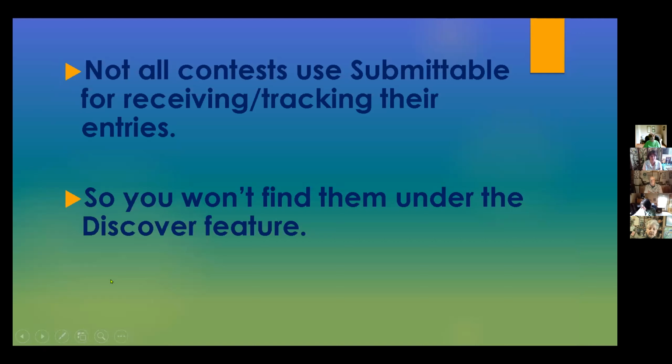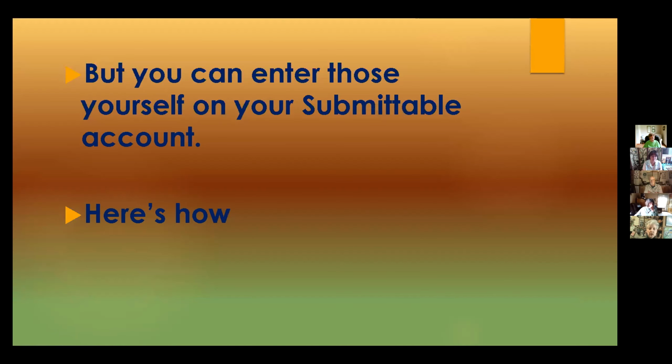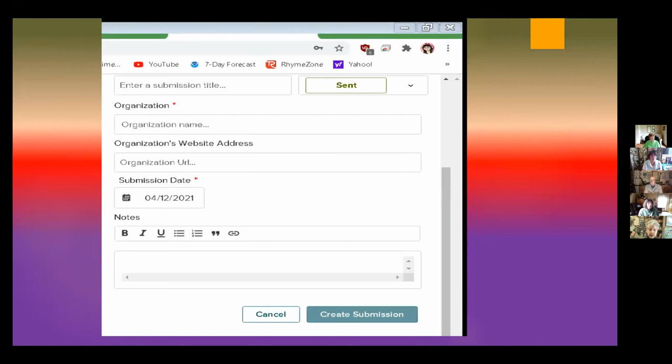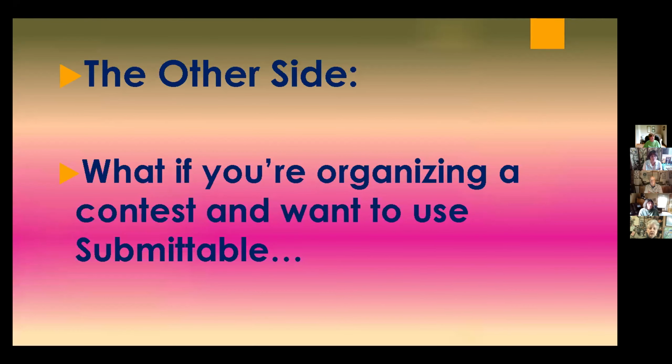That screen. And as I said, not all contests use Submittable for receiving their entries, so you won't find them under the Discover feature, but you can enter those on your Submittable account by using the Create Universal Submissions that we talked about. And it looks like this, and we showed you that screen. And now we get to the other side of the feature, which is what if you are organizing a contest and you want to use Submittable to keep track of all the hundreds of people that are going to submit to your contest, and you want to keep track of all the money they send in.